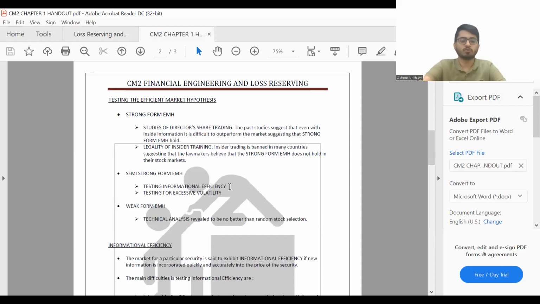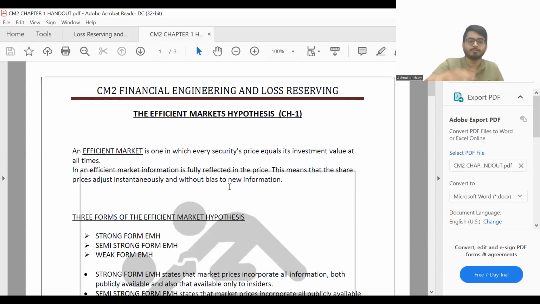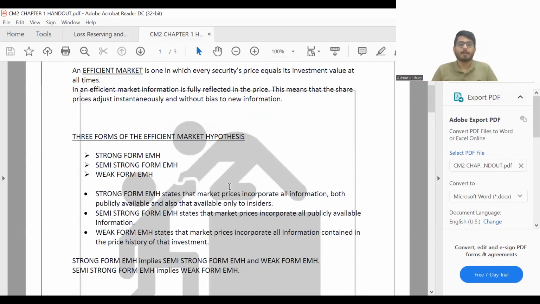So now to get into market efficiency, first looking at strong form EMH. Coming to the three forms, what do we mean by these forms? Strong form basically states that the prices incorporate all information, both publicly available as well as only available to insiders. Alternatively, you could use the term privately available information. Semi-strong form EMH states that the market prices incorporate all publicly available information.